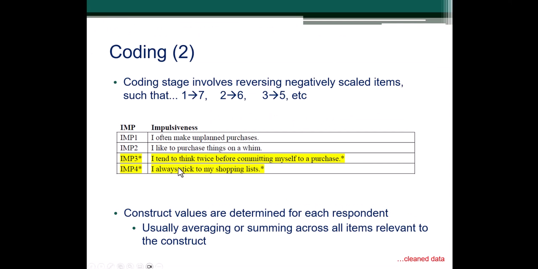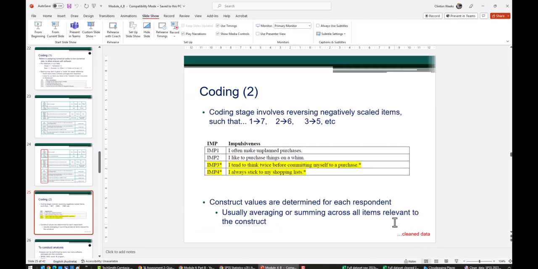Alright, during this stage, this is also where we go through and reverse code any of those negatively worded items that I mentioned before. Because these are negatively framed, anyone's response that was a 1 should be changed to a 7, a 2 to a 6, a 3 to a 5, and so on, so that low responses are flipped around to become high responses, so that they are all in the same direction, if you like, as the other questions.